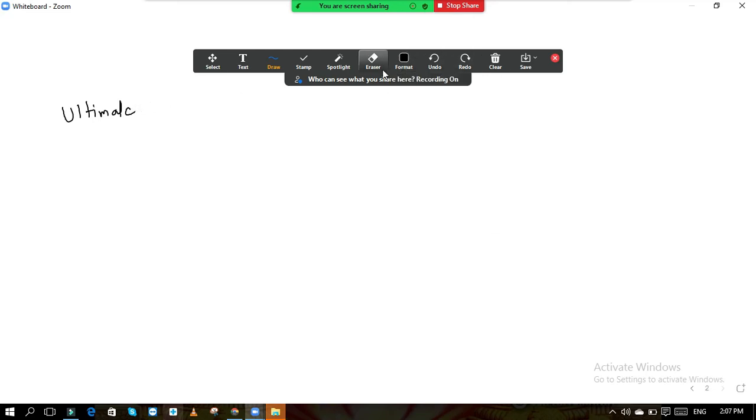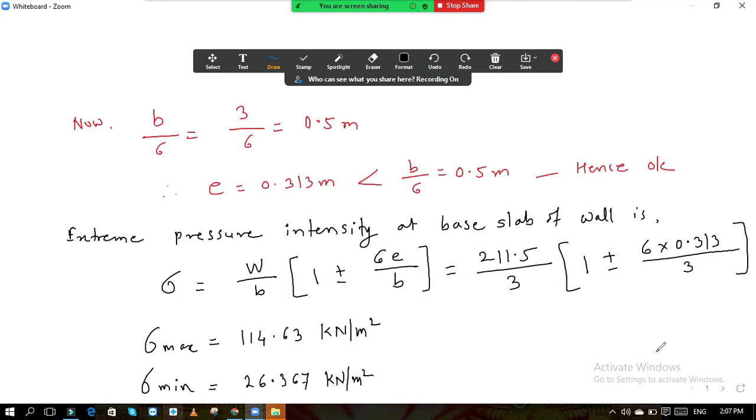Or else we will multiply it when we solve it. So let us keep it as it is. Afterwards we will multiply it. Now, this is our stability calculation.